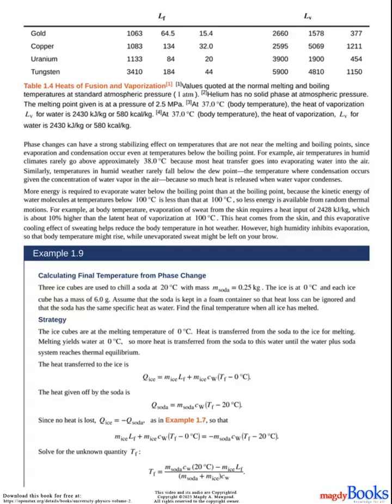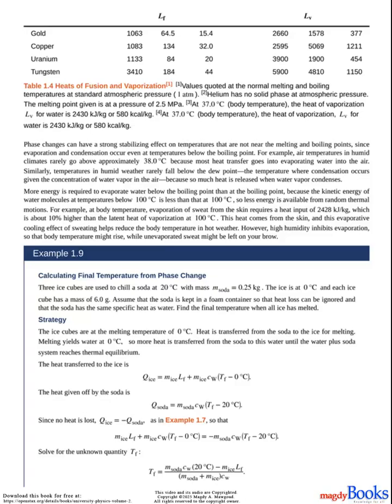This heat comes from the skin, and this evaporative cooling effect of sweating helps reduce the body temperature in hot weather. However, high humidity inhibits evaporation, so that body temperature might rise, while unevaporated sweat might be left on your brow. Example 1.9. Calculating final temperature from phase change.